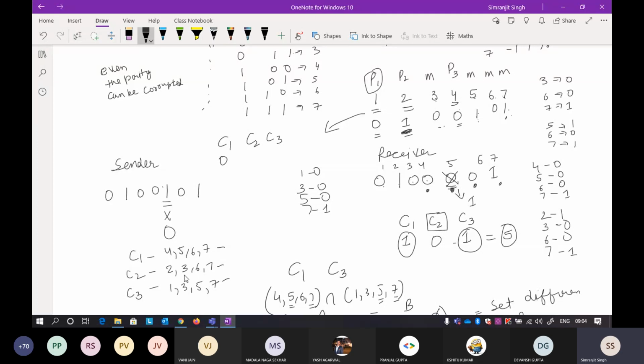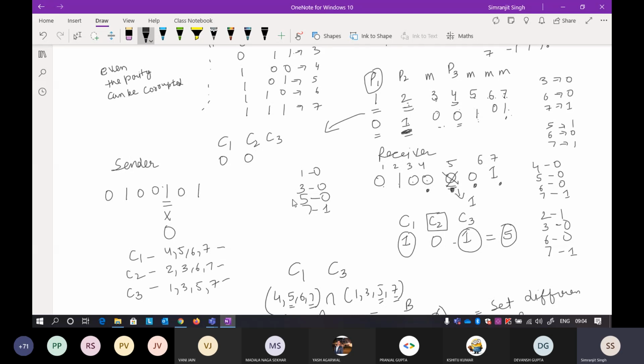And for C2, the parity is over 2, 3, 6, 7. The parity is again even. 2 is 1, 3 is 0, 6 is 0 and 7 is 1. There are two ones at these positions, so again you do not have to add any parity.